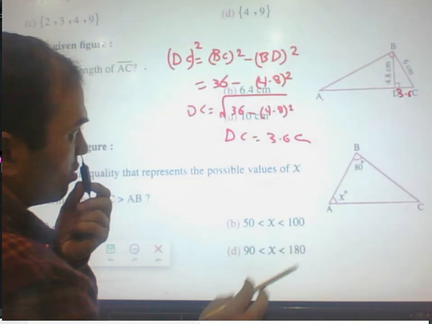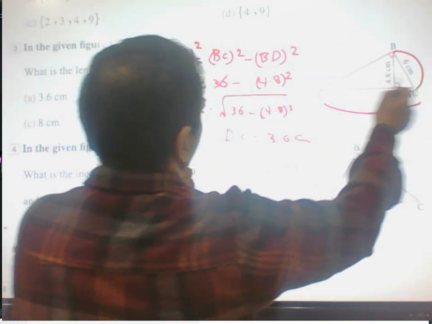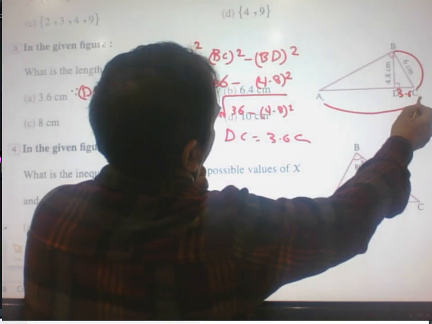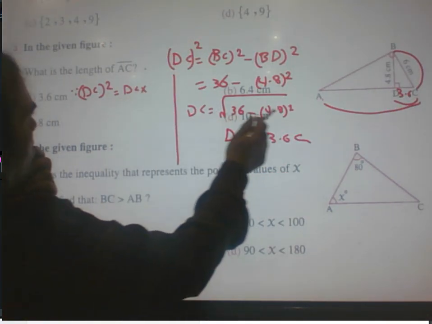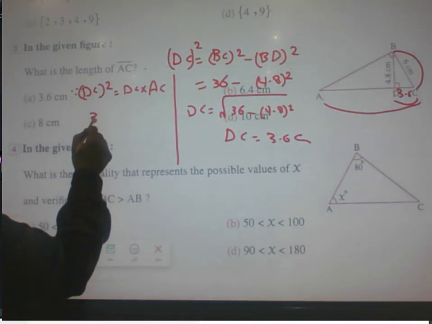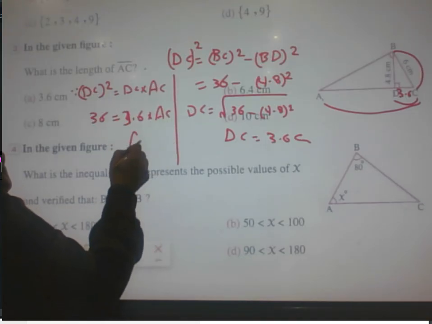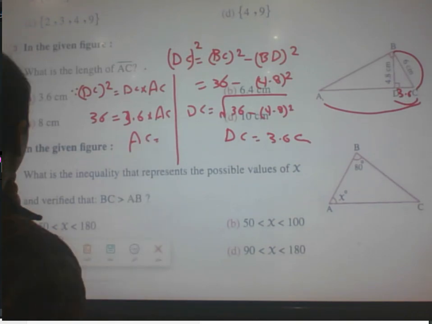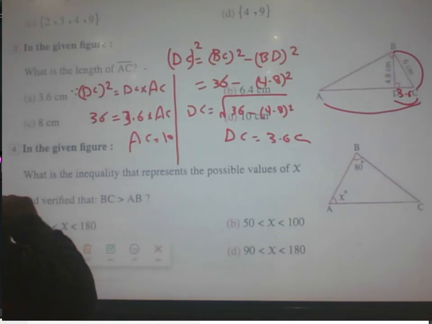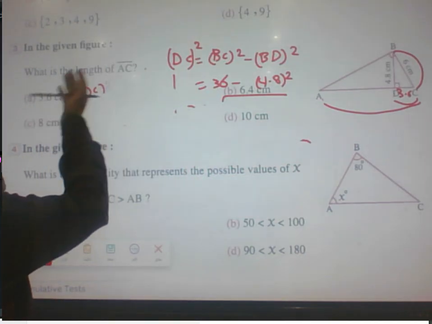Now I will use Euclid's theorem to find the length of AC. We know DC power 2 equals the projection of this line segment DC multiplied by the hypotenuse AC. Then BC power 2, 6 power 2 is 36, equals DC 3.6 multiplied by AC. Now I will find AC by dividing. The result will be 36 divided by 3.6, it will be 10 centimeters. Choose letter D. Okay, the answer will be letter D, 10 centimeters.